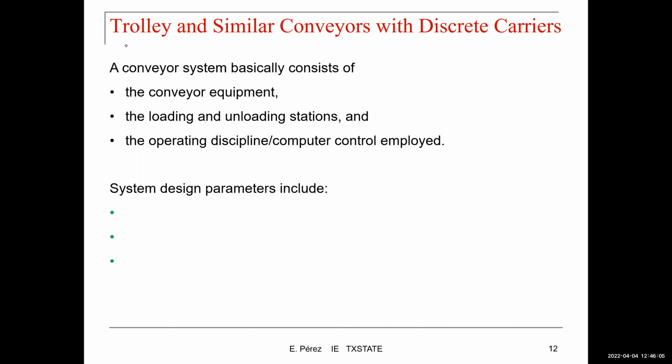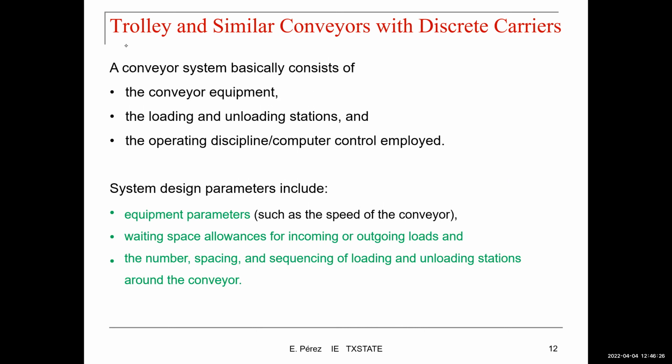So you have the conveyor equipment, you have the loading and unloading stations, the operating discipline or computer control employed. So if this is going to rotate in one direction, or rotate in the other direction, how fast would this conveyor move? Those are the questions. System design parameters include equipment parameters, such as the speed of the conveyor, waiting space allowances for incoming and outgoing loads, and the number, spacing, and sequencing of loading and unloading stations around the conveyor.